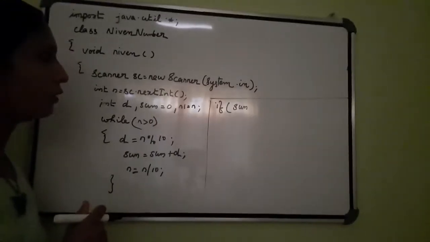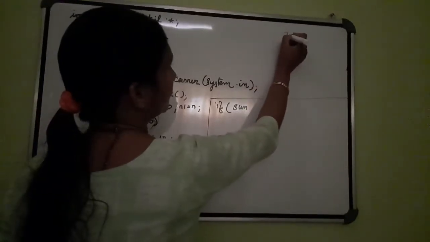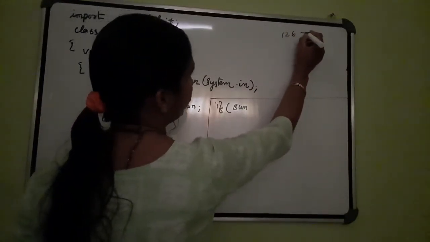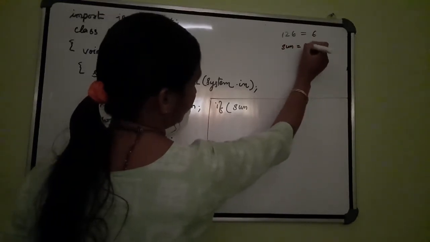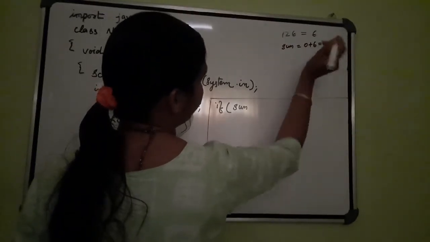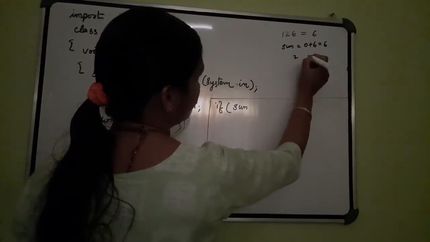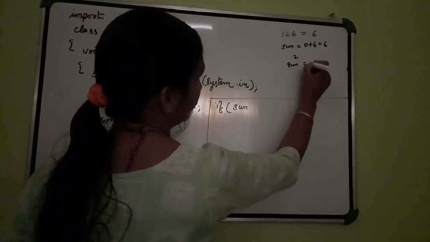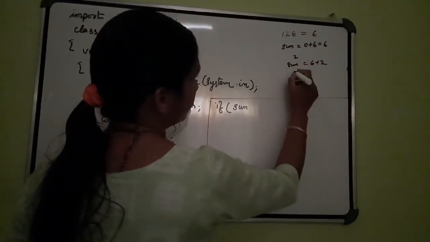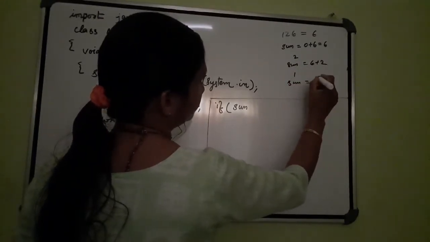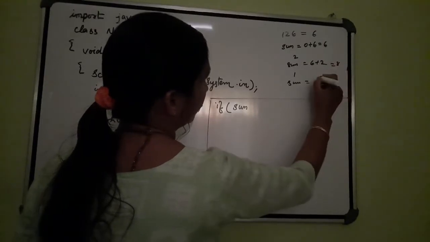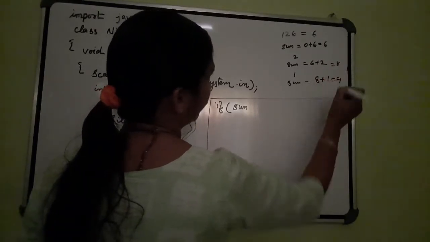Understood, all of you? Okay. For example, 126 is the number. First it will extract 6. Then sum is equal to 0 plus 6, you will get 6. Again it will extract 2. Then sum is equal to 6 plus 2. Again it will extract 1. Then sum is equal to 8 plus 1, which is 9. Like this it will go.